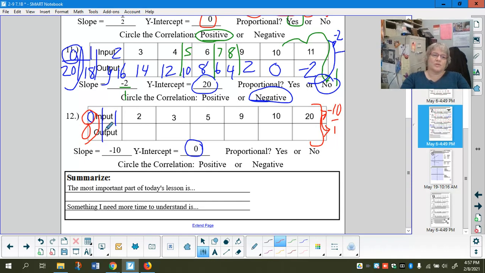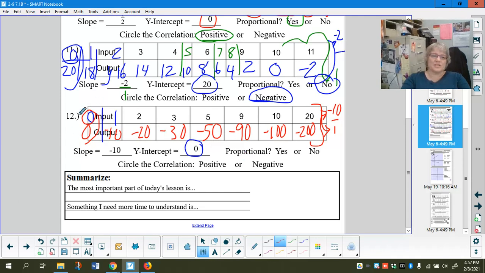So 0, -10, -20, negative 30. Now, I could put in the 4 here and go negative 40, or I could notice that each time I had 1, negative 10, 2, negative 20, 3, negative 30, 5, negative 50. It's the number times negative 10. 9, negative 90, 10, negative 100, 20, negative 200. So sometimes you can go to up-down pattern instead of the across pattern.